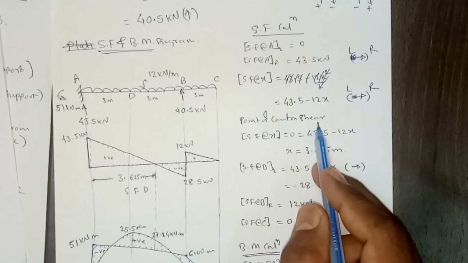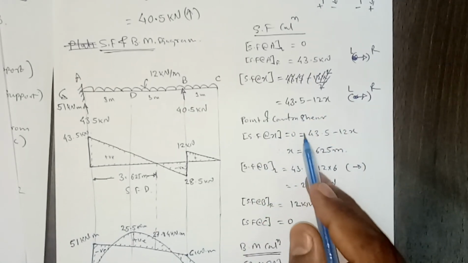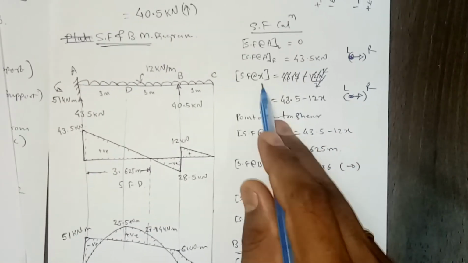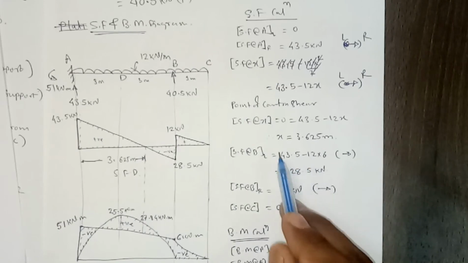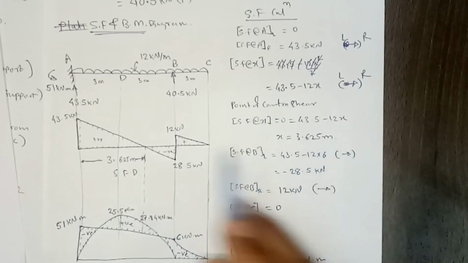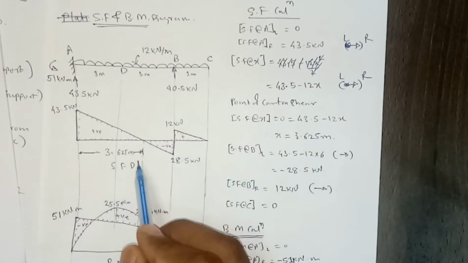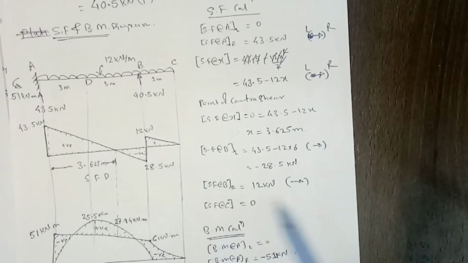Now to calculate the point of contraflexure, or rather the point of zero shear, this shear force should be 0. So we write this shear force equation at distance x equal to 0, and from that we can calculate x equal to 3.625 meter. So from this end, the point of zero shear is at 3.625 meter.